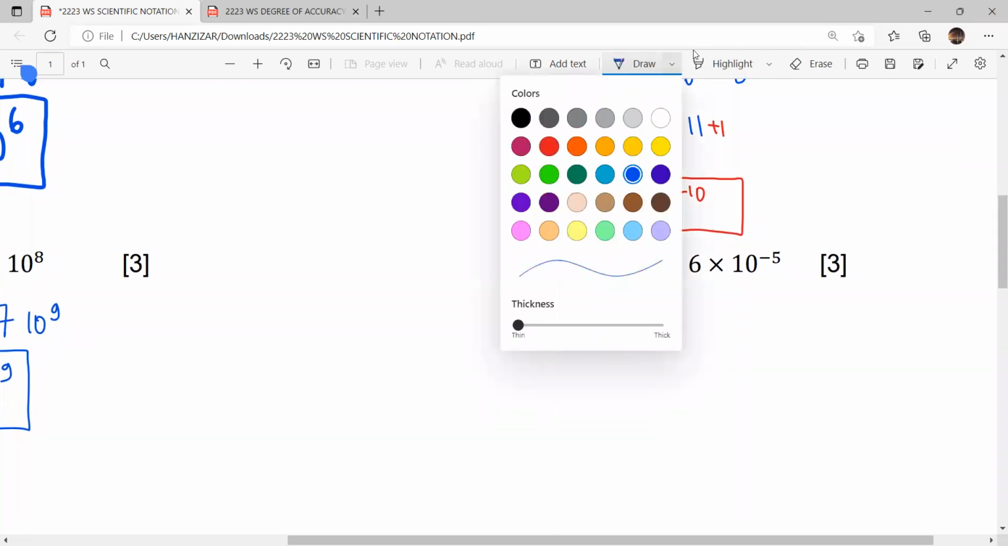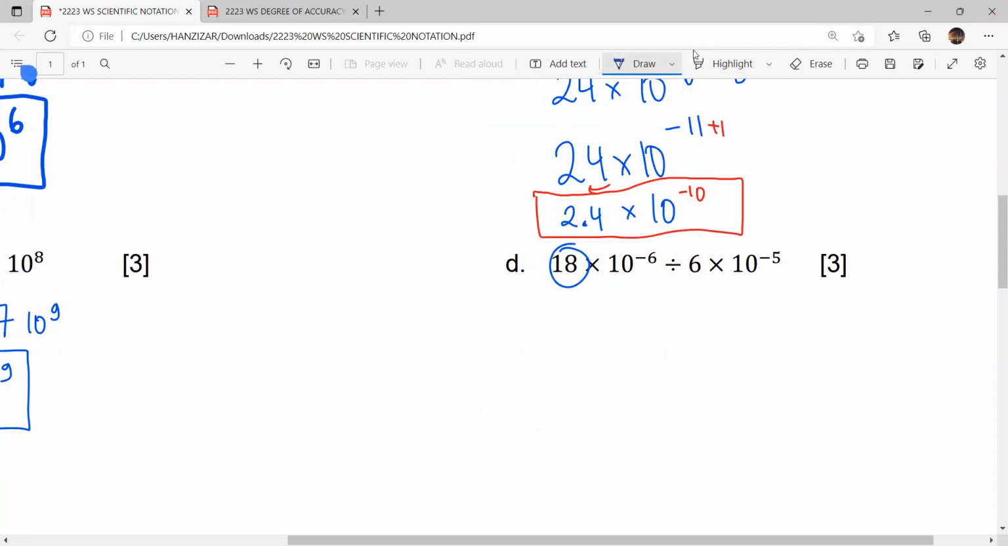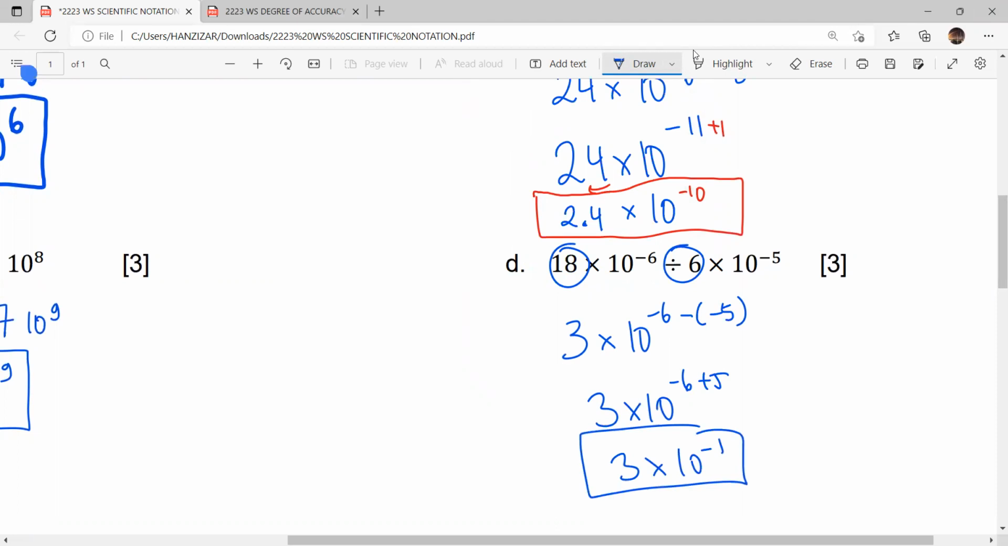Oh, okay, easy peasy, guys. 18 divided by 6, because division and multiplication you just do directly. 3 times 10 power -6. Divide means you subtract the power. So 3 times 10 power -6 plus 5. Do it slowly. 3 times 10 power -1. Again, done. Okay, it's quite simple.